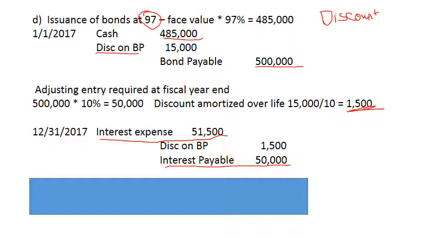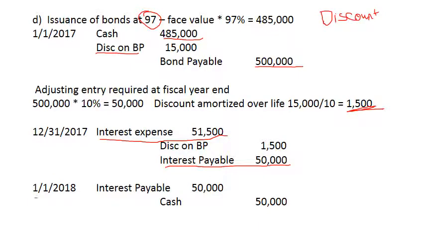This is why when a bond is issued at a discount, the cost of the bond is going to be higher than the cost when it's issued at par at face value. But when we make the payment, the actual cash we have to pay is still going to be $50,000 because the coupon is based on the face value of the bond and the interest rate that is stated on the bond, the 10%.